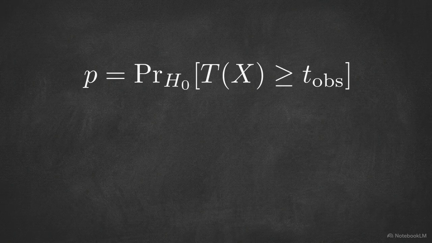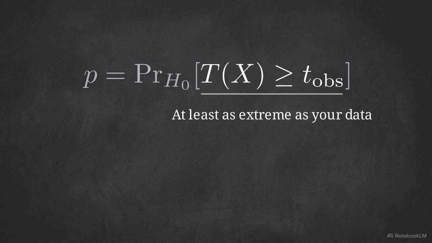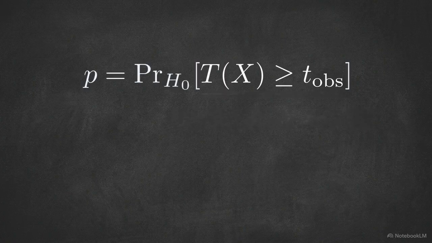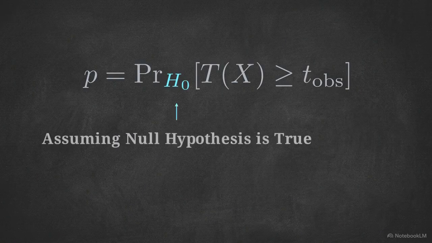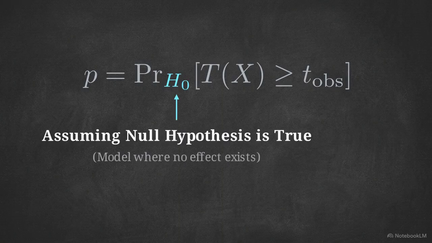This equation defines the p-value. It represents the probability of obtaining a test statistic at least as extreme as your data. But notice this boundary condition. The calculation is performed entirely assuming the null hypothesis, the model where no effect exists, is true.